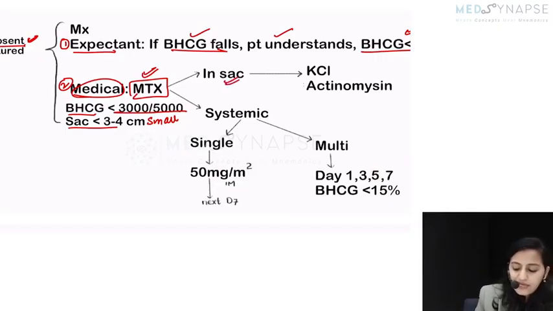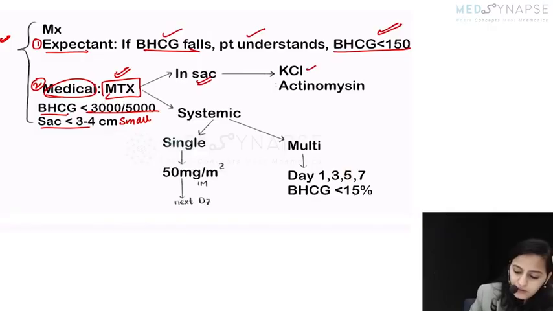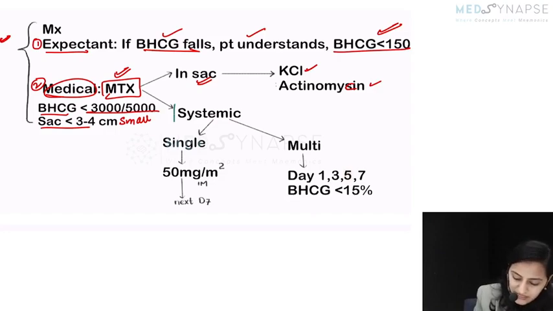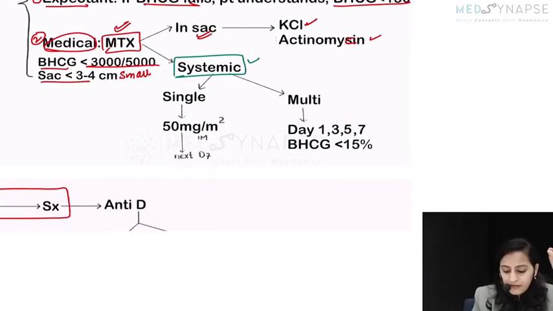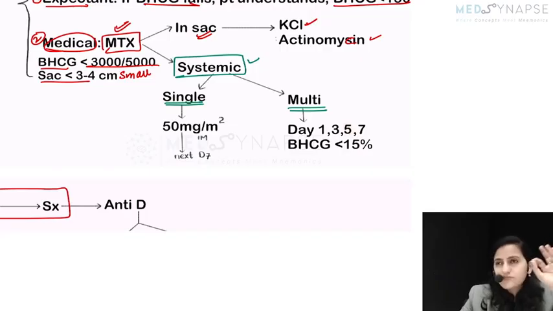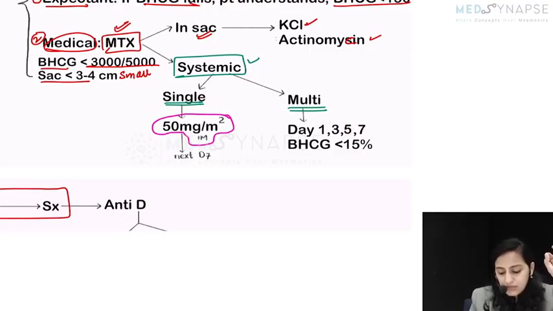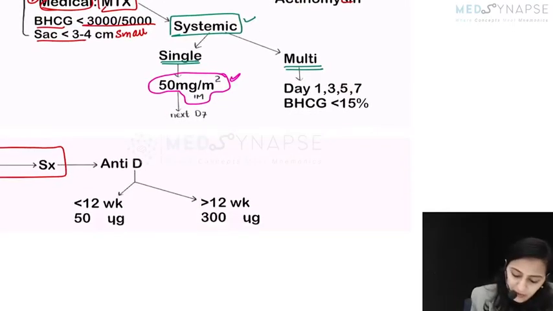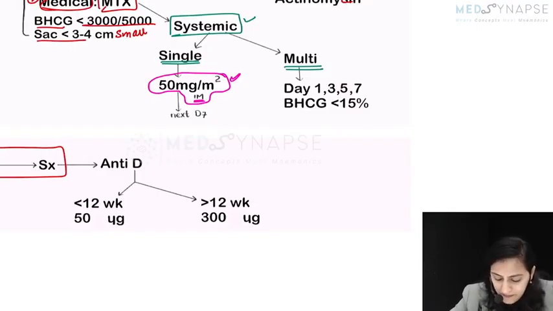The other drugs that you can give in the sac are also KCl, potassium chloride, and actinomycin. Apart from methotrexate, KCl, actinomycin. Methotrexate is given systemically. The regimen is either you can give single dose or multiple dose. Single dose methotrexate. What is the dose of methotrexate given? 50 milligram per meter square, not per kg. 50 milligram per meter square. And how is it given? Not oral, IM. Next dose is on day 7.